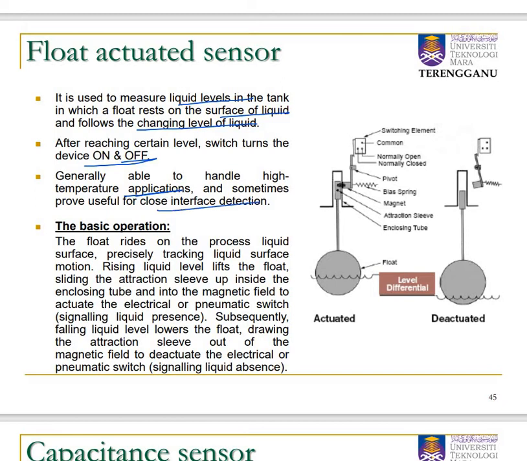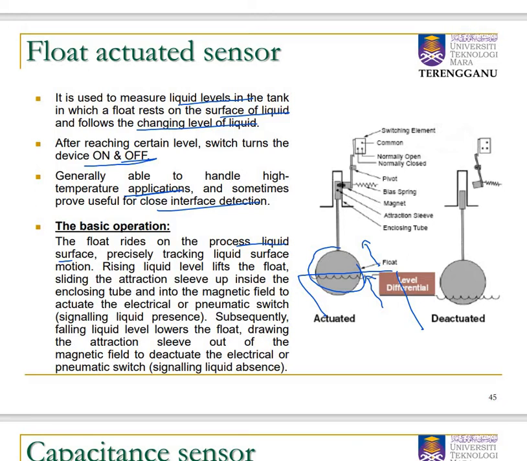So the basic operation is the float rests on the process liquid surface. That means this is the liquid surface, right? So the float will be floating on top of the surface of the process liquid. So rising liquid level lifts this float, so the float will rise when the process liquid increases in level.